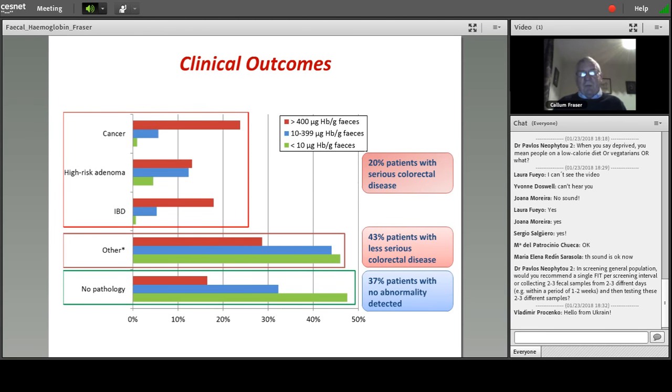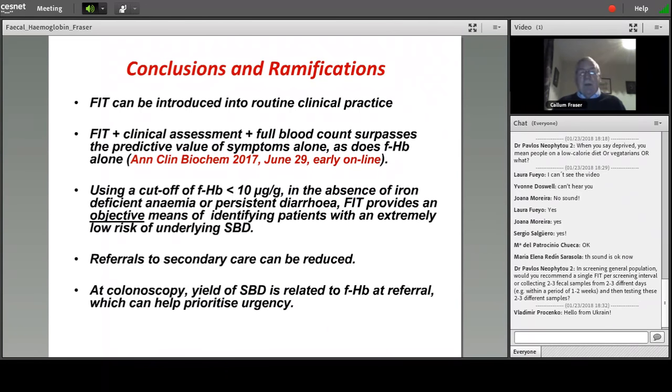A similar sort of pattern was found in patients with less serious colorectal disease, although rather more of them had higher values than the people with no pathology at all. So, as we expect, fecal hemoglobin concentration is related to severity of colorectal disease, not only in screening, but in assessment of the symptomatic. So, we believe that FIT can be introduced into routine clinical practice.